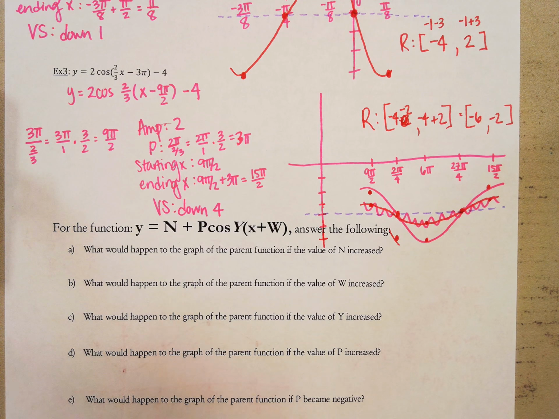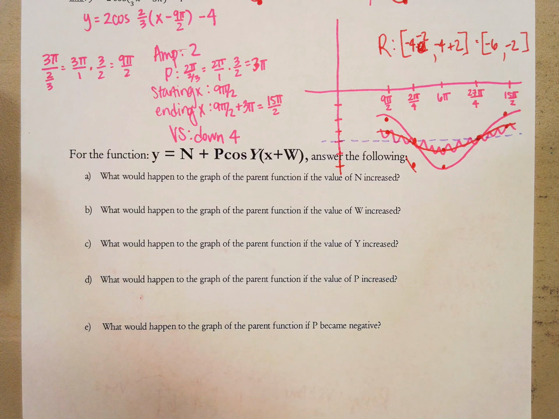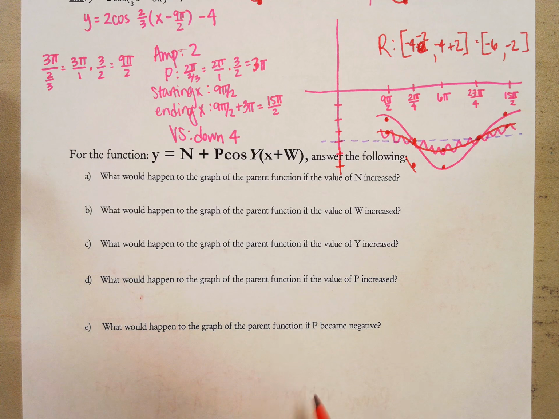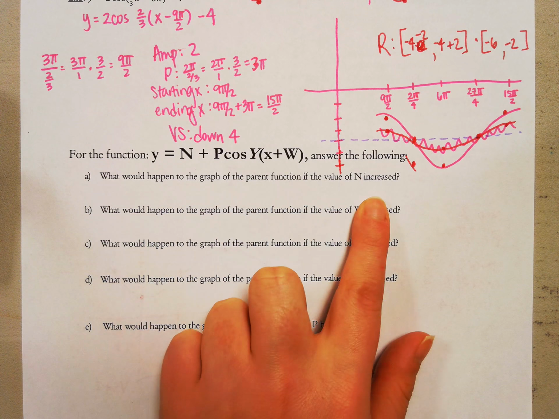Last little bit for today is just having a general overview and summary of what is happening when we have our given parent function. I'll just warn you now, there's something like this on your test, like for your chapter 4, so make sure that you're understanding where all these values are coming from and how they affect your graph. So this question is, what would happen to the graph of the parent function if the value of n increased?